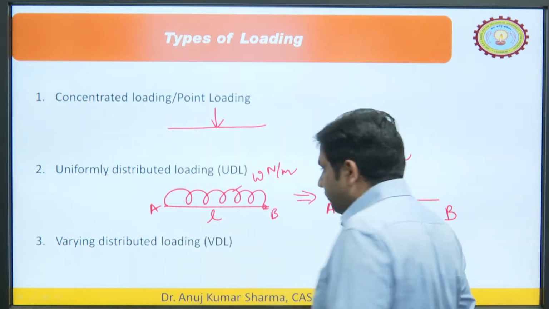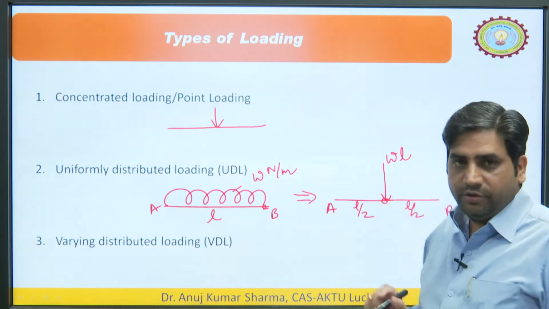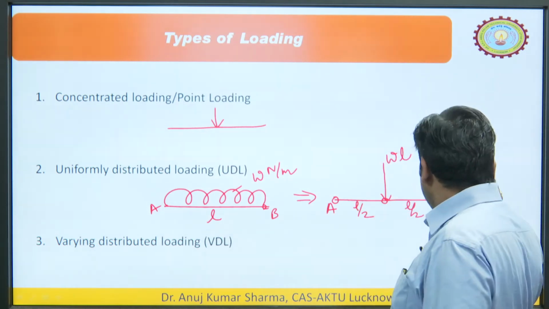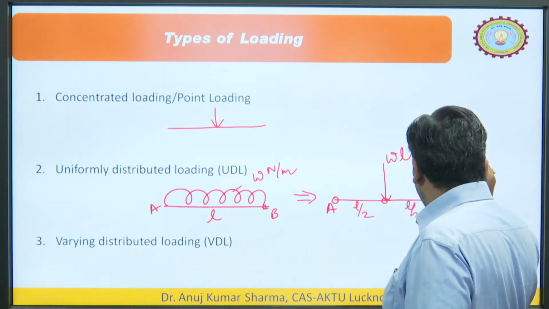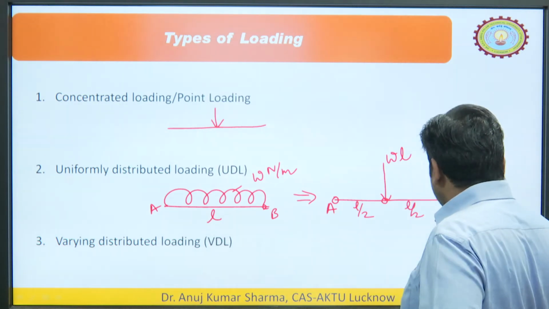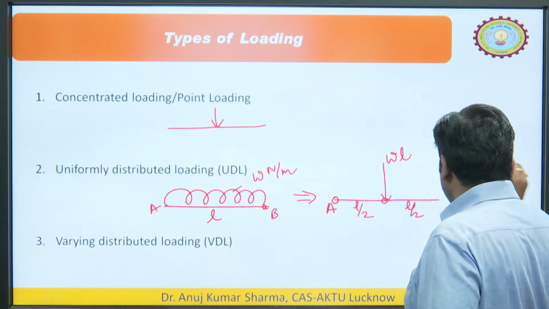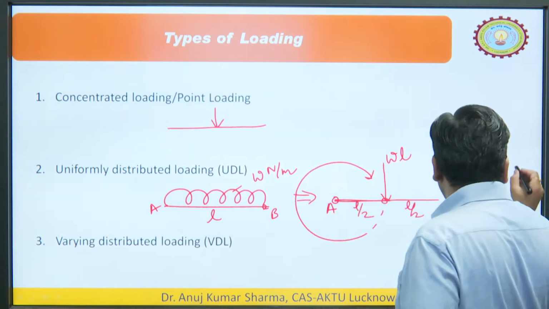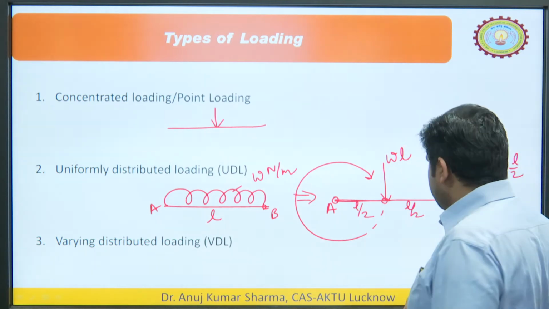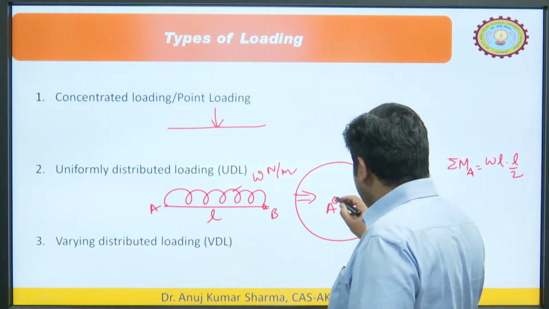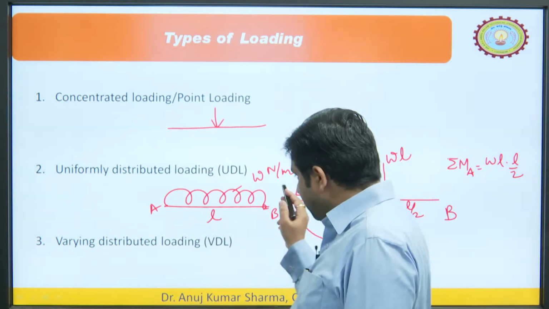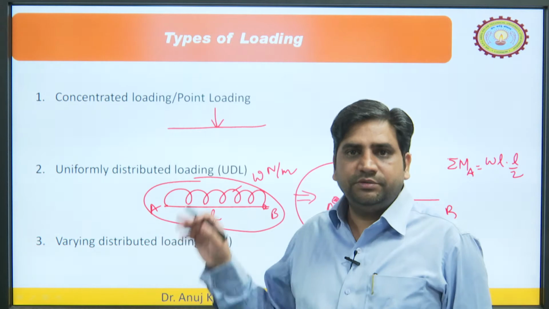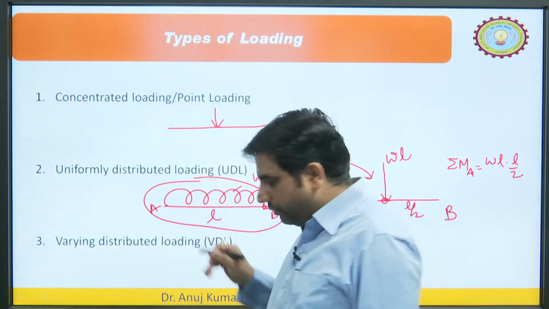If you want to convert the UDL into the point load, because we want to calculate the moment about this point A, we can easily calculate. So, sigma M_A would be equal to W L, this is the load, multiplied by this distance, which is L by 2. So, the moment of this load at this point will be W L square by 2. From here it would be very difficult to calculate the moment, so that is why we need to convert it into the point load.